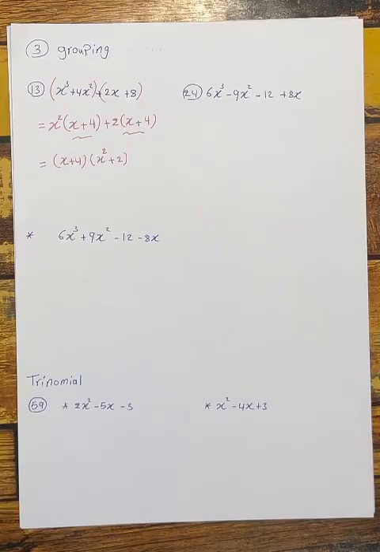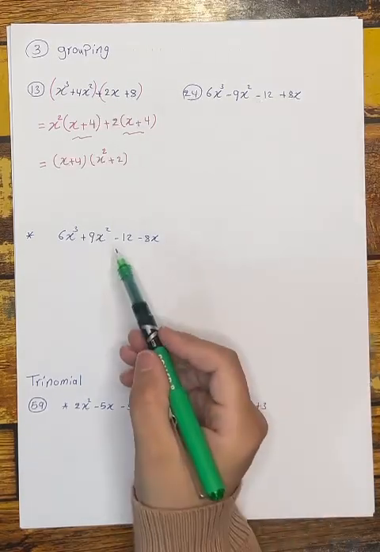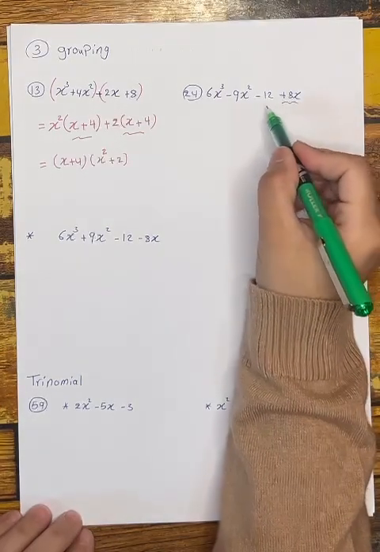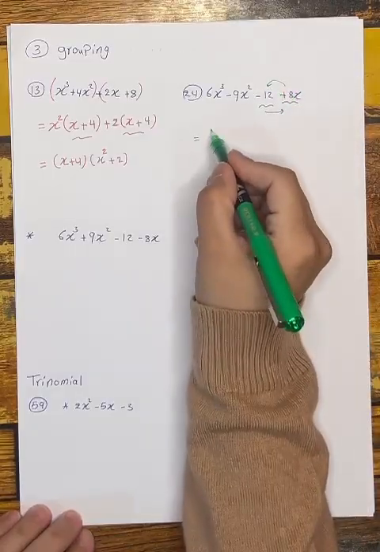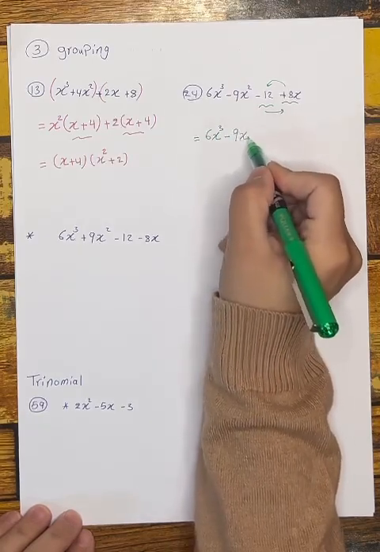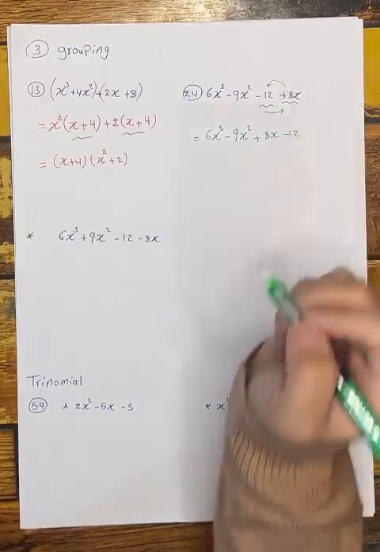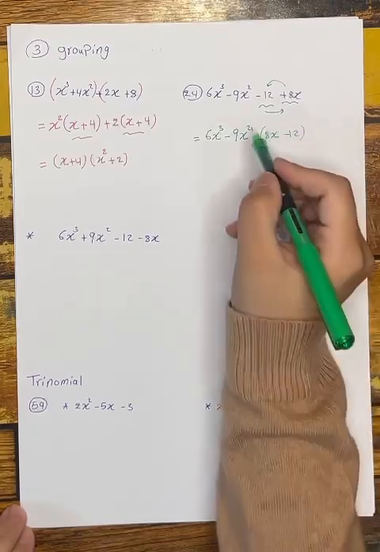What should we do if there is a negative in the middle? Also in this question, there is a negative between them in the middle. Sometimes we can swap it. This is positive, this is negative. I will swap them. It will be 6x power of 3 minus 9x power of 2 plus 8x minus 12. Now we get a positive in the middle. Now we can make a group.